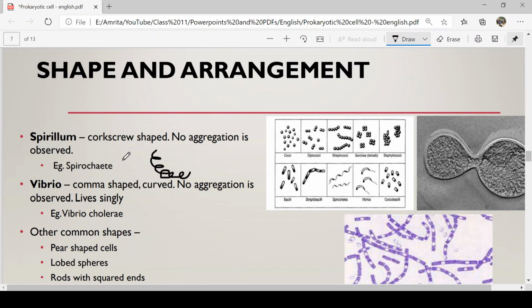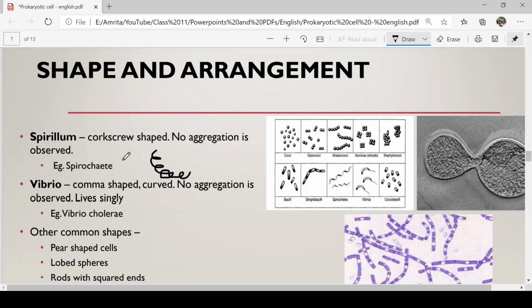And here no arrangement is observed. Just like we said in coccus, there are different arrangements possible, monococcus, diplococcus. But in the case of spirillum, there is no arrangement. They do not get arranged into any forms or groups. They occur singly.